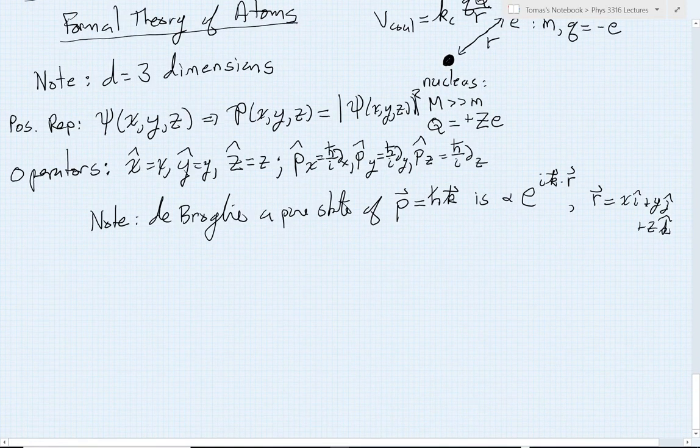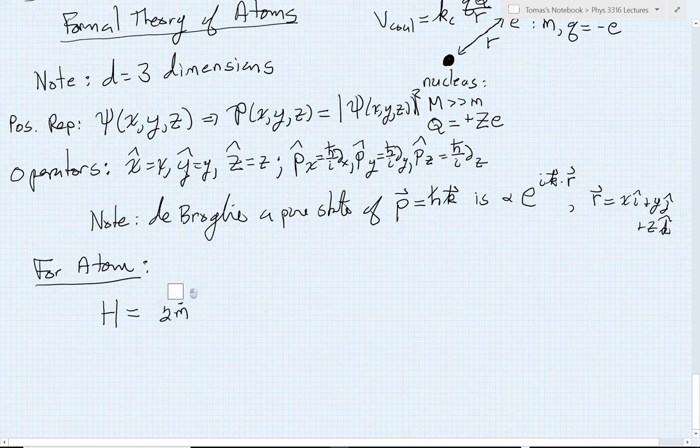For the atom, then, we can write down finally the Schrodinger equation, which we will need to solve. For the atom, we first always begin, for any system, we write down the Hamiltonian, which is now p squared over 2m, right? That's the kinetic energy.